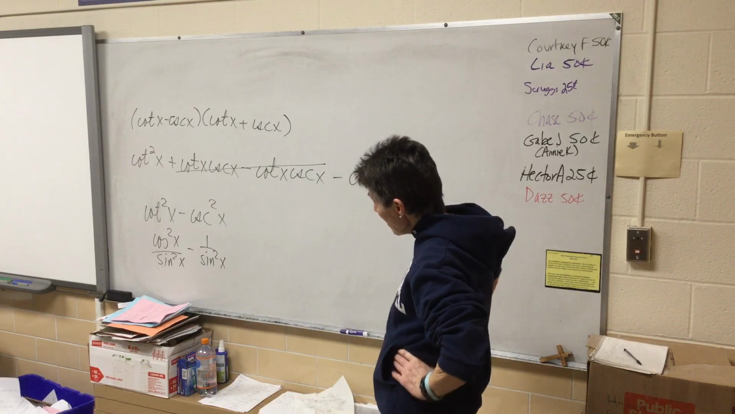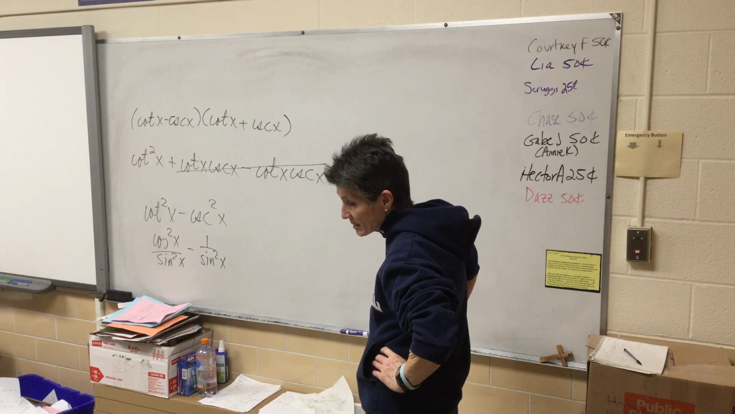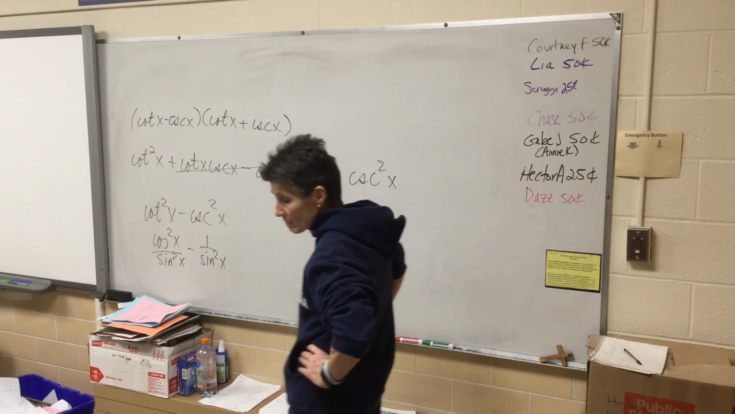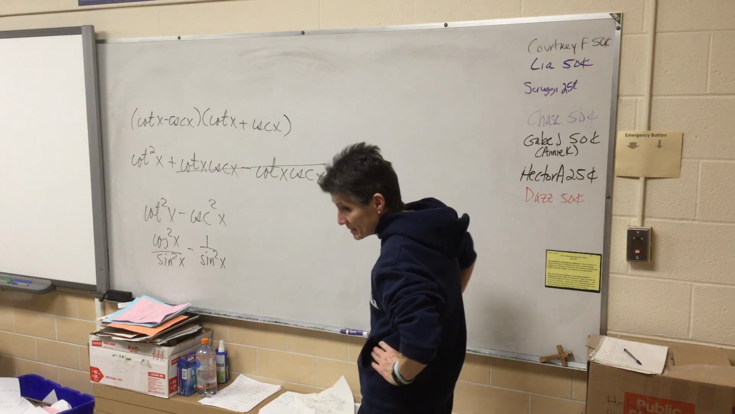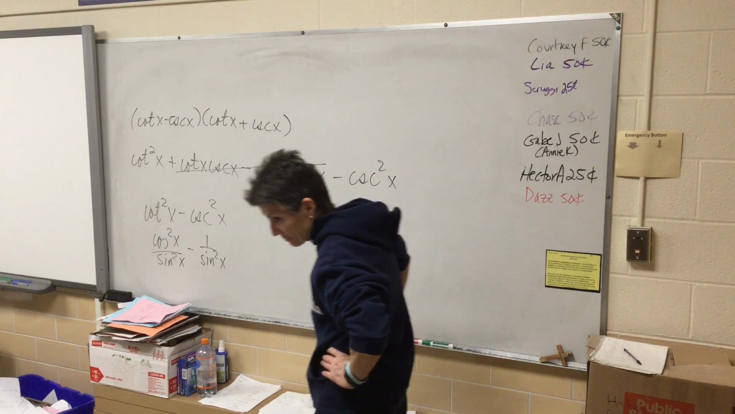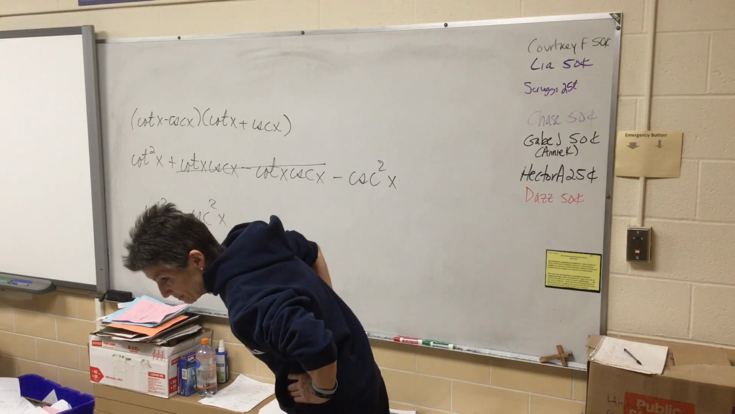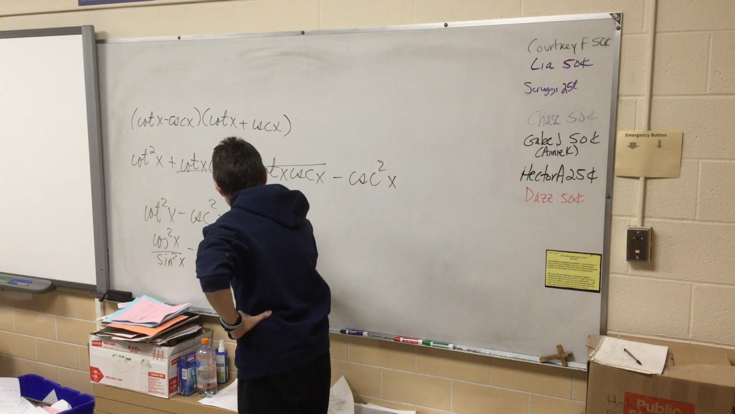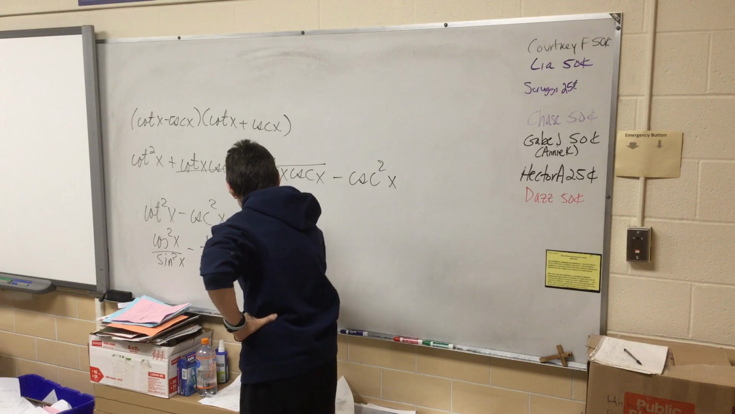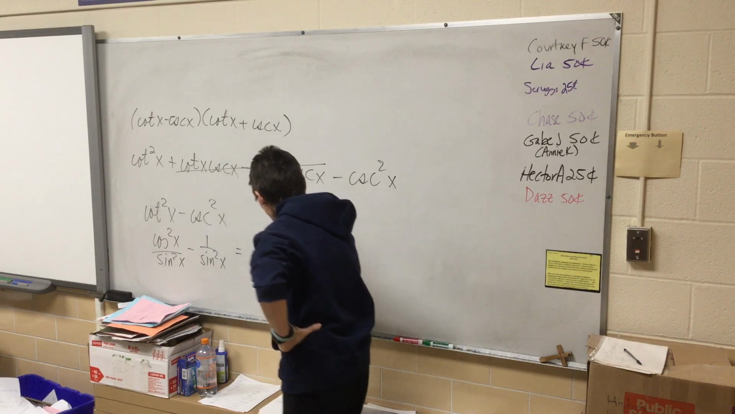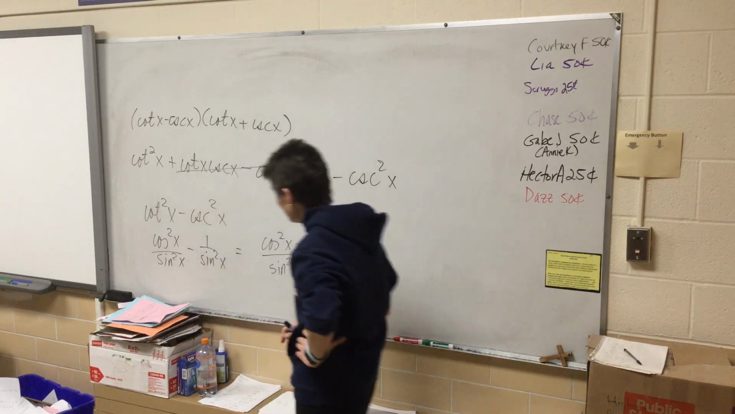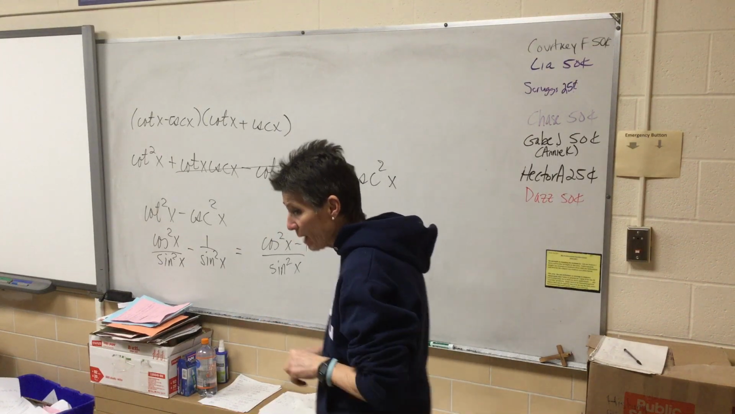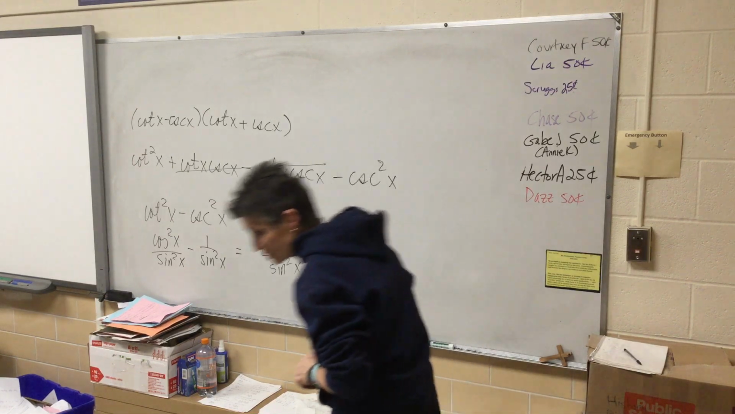Now, I have 2 fractions being subtracted from each other. I need a common denominator, don't I? But what's the good news? Already have it. So I have cosine squared minus 1 over sine squared. They already have the same denominator. So when they have the same denominator, I can write them as 1 fraction.